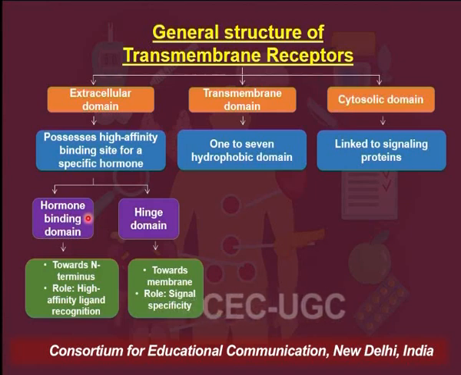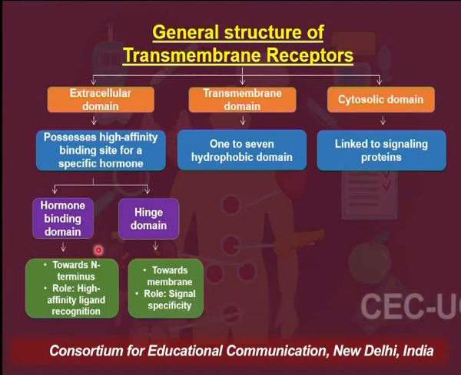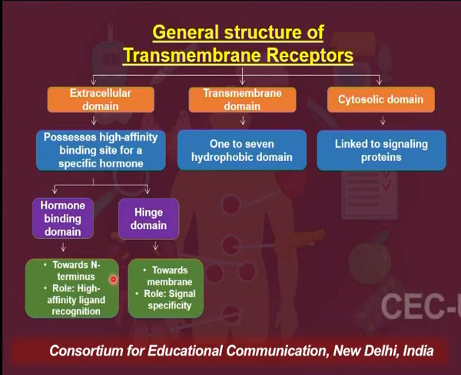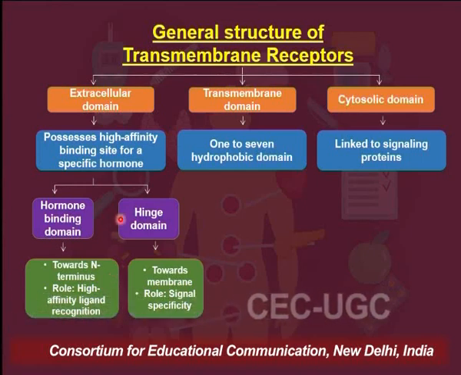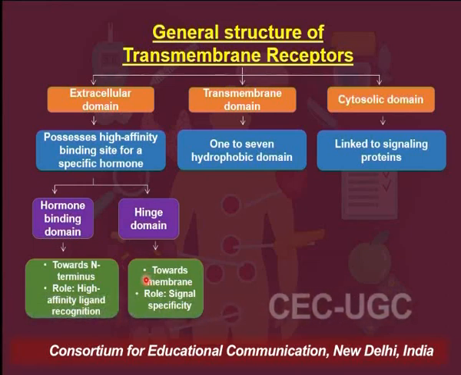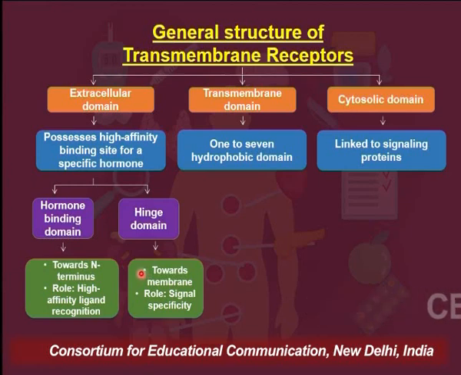The hormone binding domain, as the name suggests, would basically bind with the ligand or the hormone. It generally is present towards the N-terminus, and its role, as I have just mentioned, is that it will firmly and strongly bind with the ligand. Now, what is the function of the hinge domain? This will lie after the hormone binding domain, that means towards the membrane, and it is involved in determining the specificity of the signal.